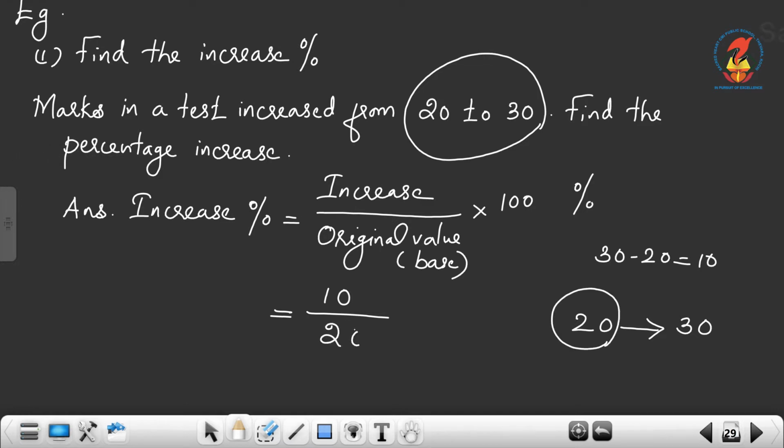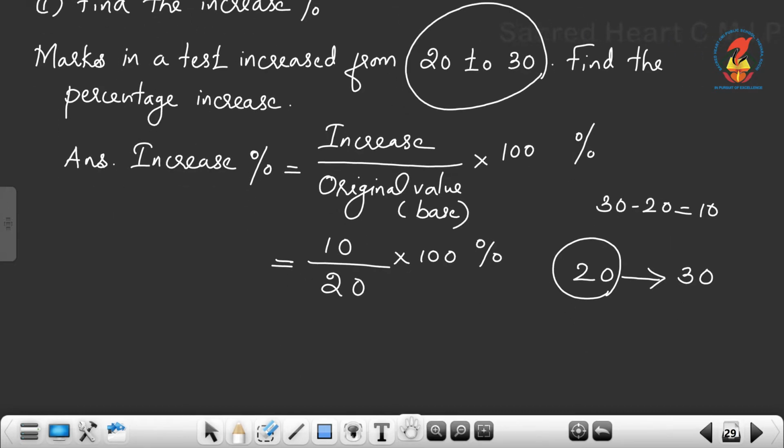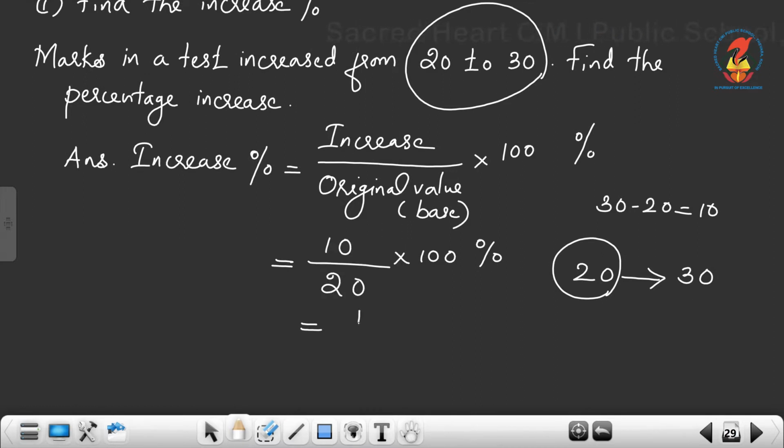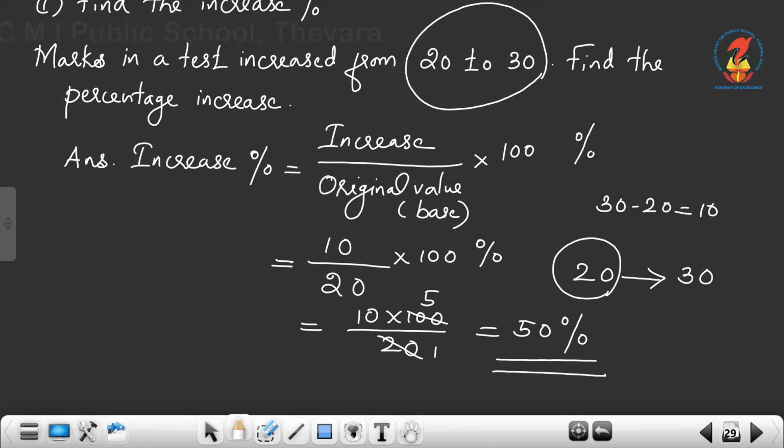So, 10 by 20 into 100. Then put the percentage symbol. So, 10 into 100 by 20. 20 and 100 you can cancel with 25. So, 10 into 5, that is 50. So, there is an increase of 50%. So, 50% increment in the marks.